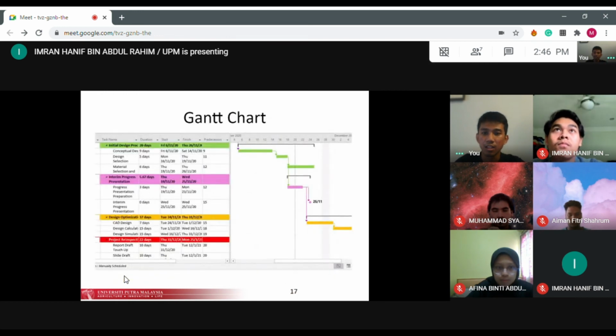Next, based on our Gantt chart, right now we are at material selection and costing. Inshallah, this Thursday, we will continue with design optimization and calculation.